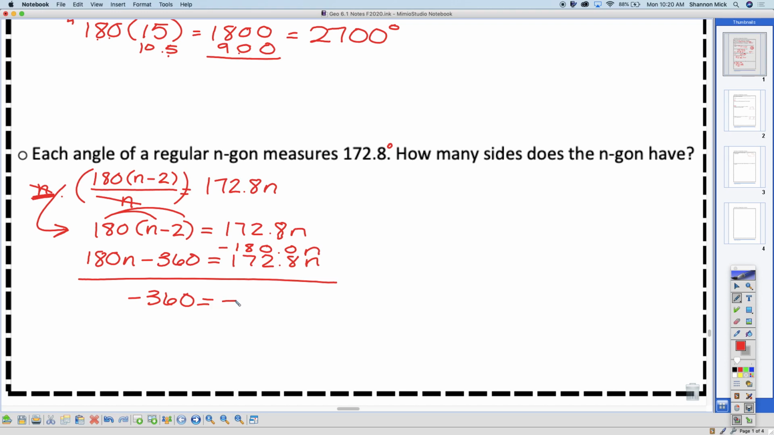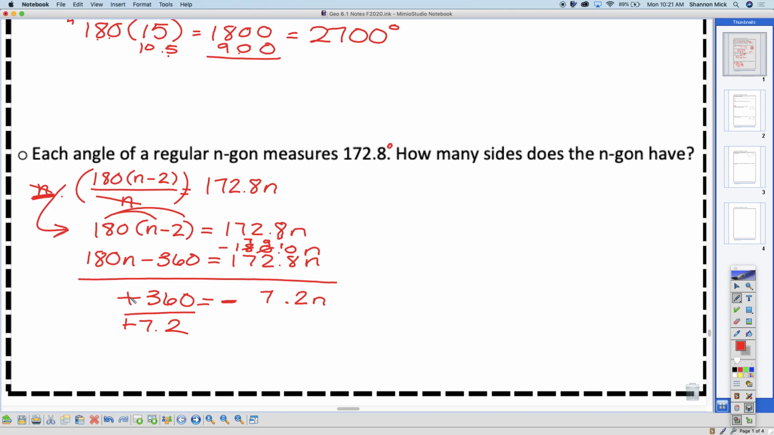Okay, so now I got to borrow and everything, don't I? That makes this a 7, this makes a 9, and this a 7.2. Not going to forget my n this time. Negative 7.2n. Yes, I have a negative. So now I divide by negative 7.2. Now, a negative and a negative make a positive.